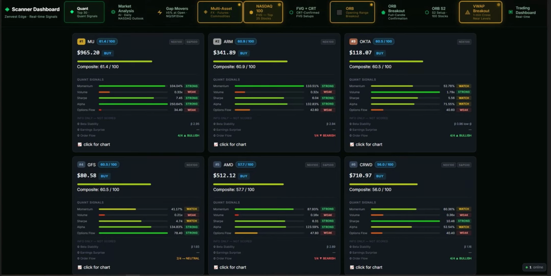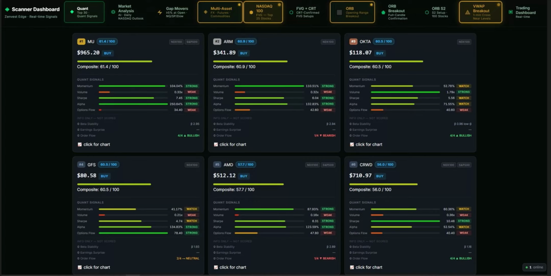Right now you can see, Universe: 93 stocks scanned. Scored: 93, all got enough history to score. Top 30: the ranked leaderboard. 0 strong buy today, the bar is set high. 8 stocks with a buy signal. Average composite score across the top 30 is 44.8. Momentum, 28%. Sharpe, 24%. Options flow, 20%. Volume, 16%. Alpha versus SPX, 12%.